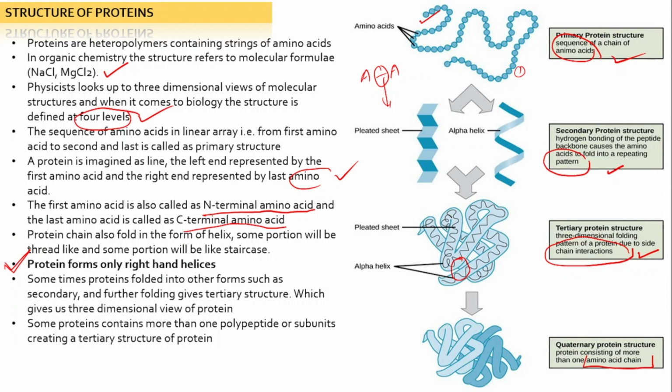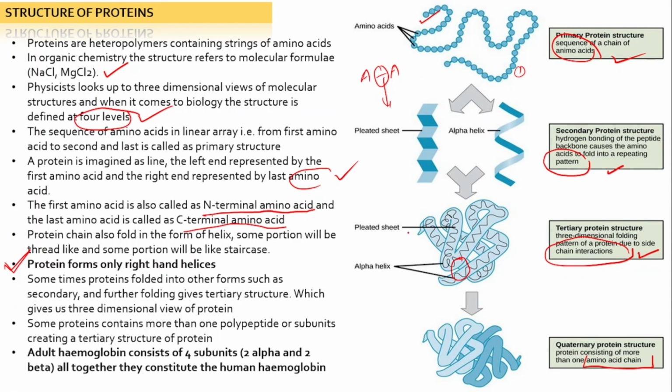Some proteins contain more than one polypeptide or subunits, creating a quaternary structure of proteins. Here, adult hemoglobin consists of 4 subunits, 2 alpha and 2 beta. All together they constitute the human hemoglobin. So you can take the example of this: 2 alpha and 2 beta, all together they constitute the human hemoglobin.